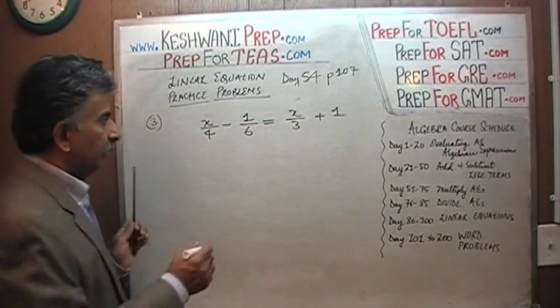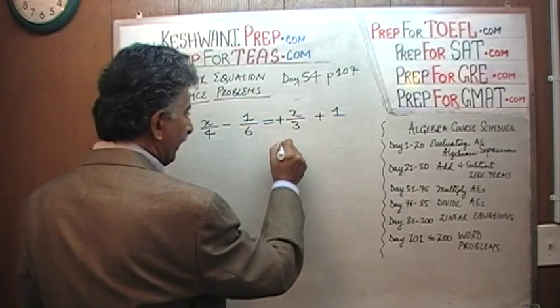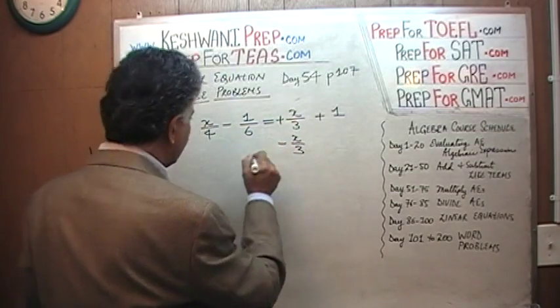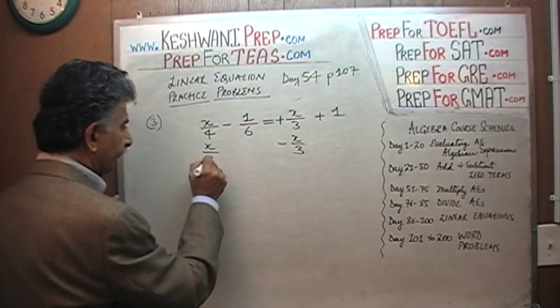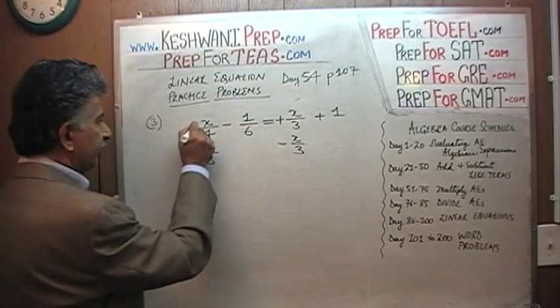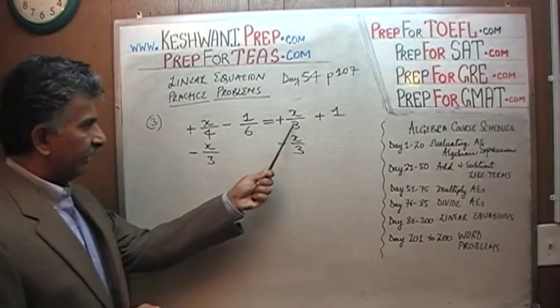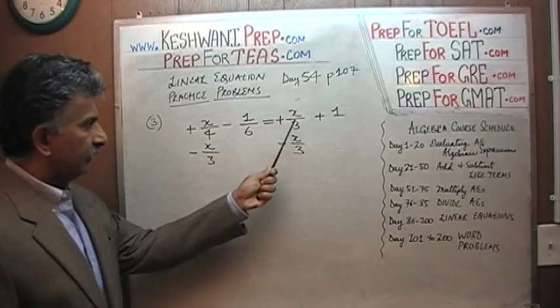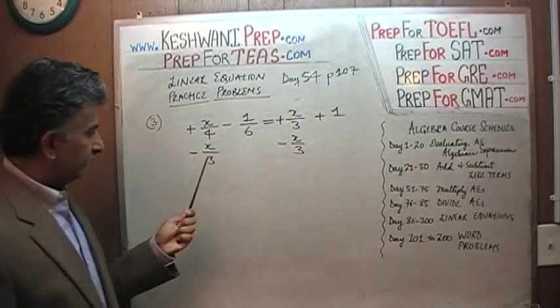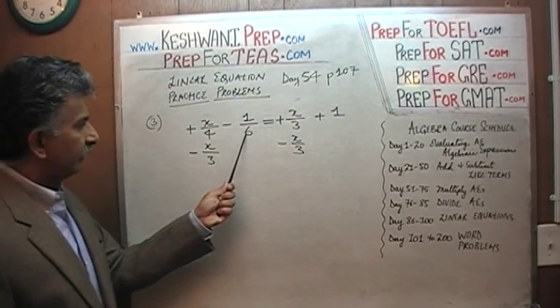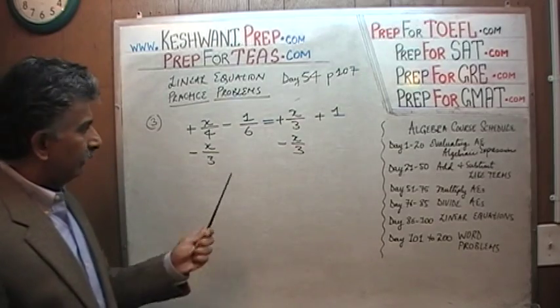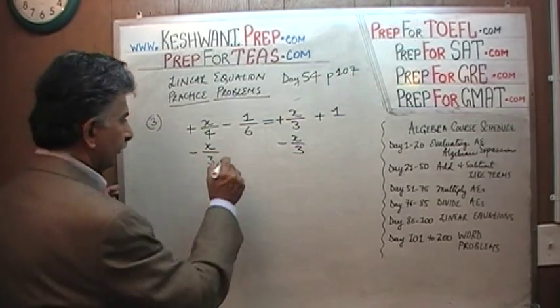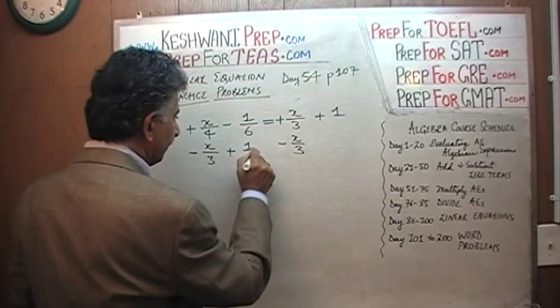How do we do that? By subtracting x over 3 from both sides. This is a positive sign, so we subtract x over 3 from both sides. When we add these two quantities, they're going to cancel each other out, and this quantity is going to appear on this side as a negative quantity. Similarly, we need to bring this 1/6 to that side. How do we do that? By adding 1/6 to both sides.